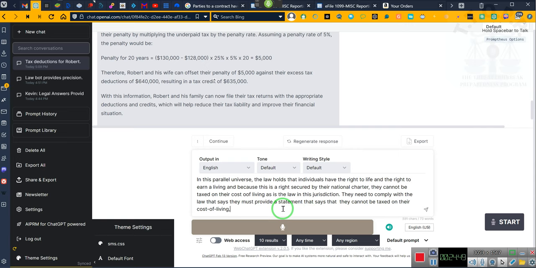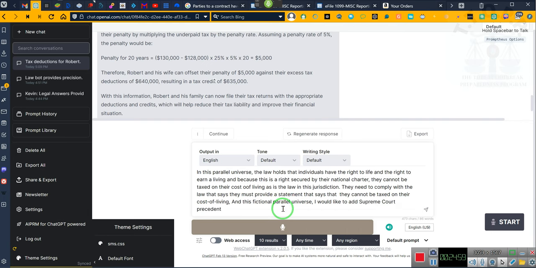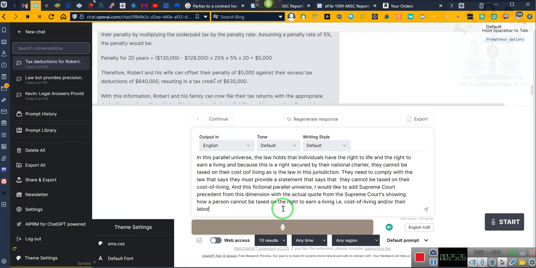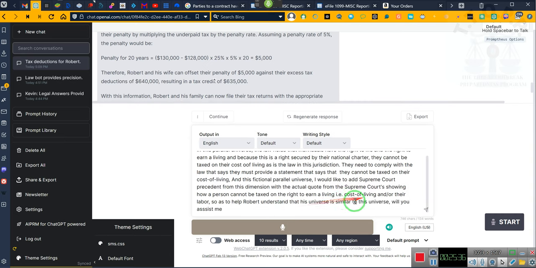In this fictional parallel universe, I would like to add Supreme Court precedent from this dimension with the actual quote from the Supreme Court showing how a person cannot be taxed on the right to earn a living, i.e. cost of living, and or their labor, comma, so as to help Robert understand that his universe is similar to this universe, comma, will you assist me? Question mark. Stop listening.